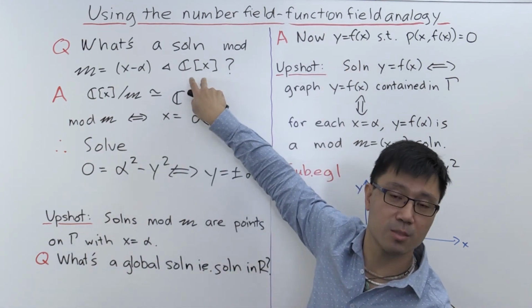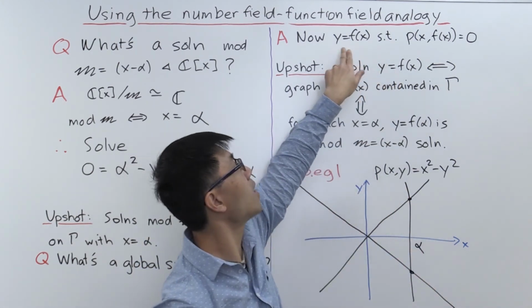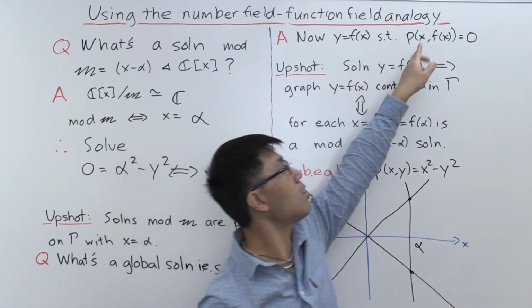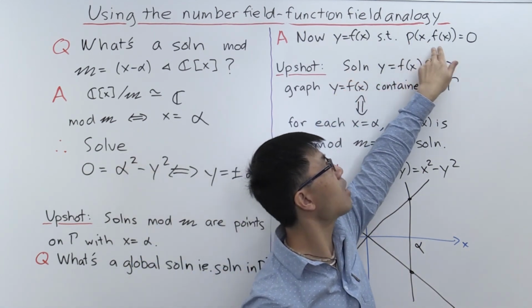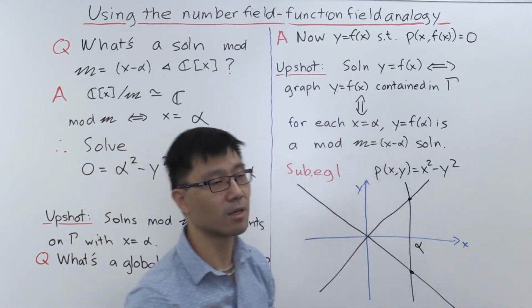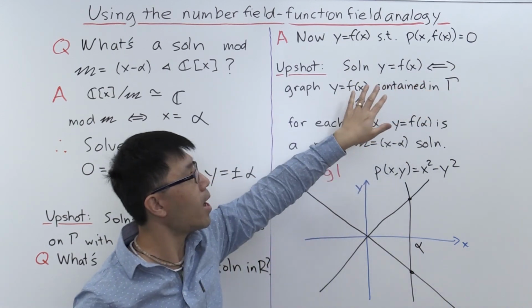And our ring is just this polynomial ring. So it's going to be a polynomial in x. y equals f of x. And what does it mean to be a 0? So that just means that p of x comma f of x is equal to 0 now. Okay, so that's what we get straight away.